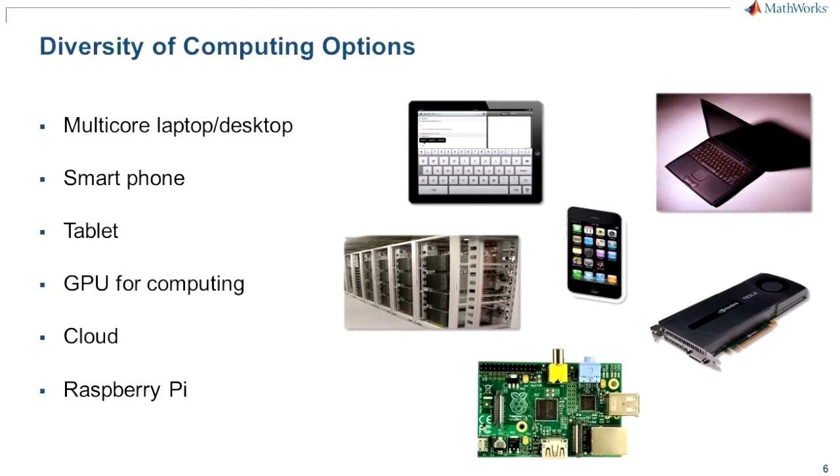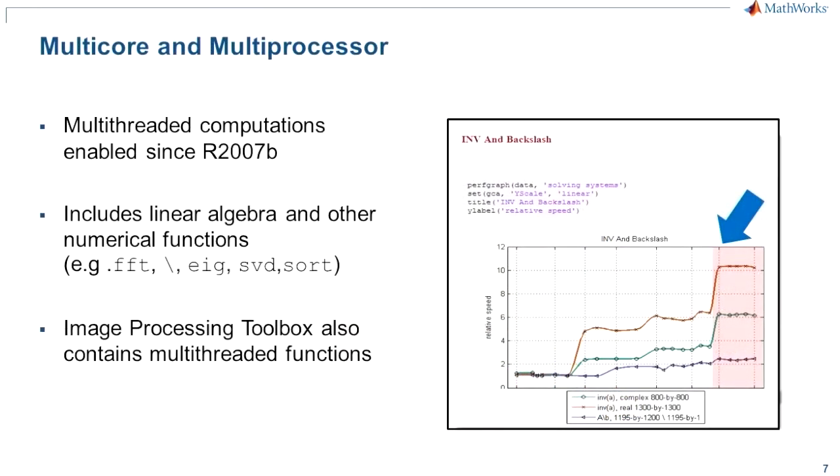In the past, computing was traditionally done on a desktop. You might have had a workstation with a large monitor. But now we've got many, many other computing options. We've got phones, we've got tablets, there's cloud solutions, there are GPUs for accelerating your computation, and there are very low-cost devices like Raspberry Pis to do computing on. And I'm going to talk about each of these and the impact of MATLAB and how MATLAB can help you use these diverse computing options. So multi-core and multiprocessors today, you can't buy a regular laptop PC or desktop that doesn't have multiple cores or multiple processors.